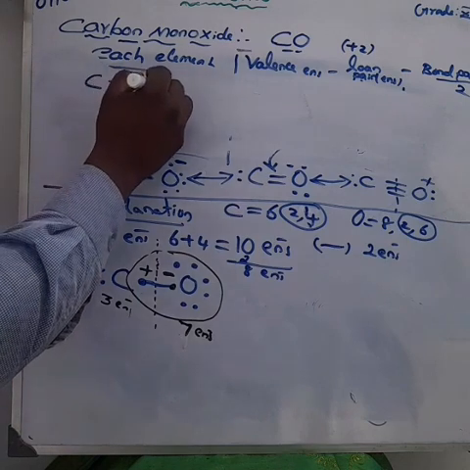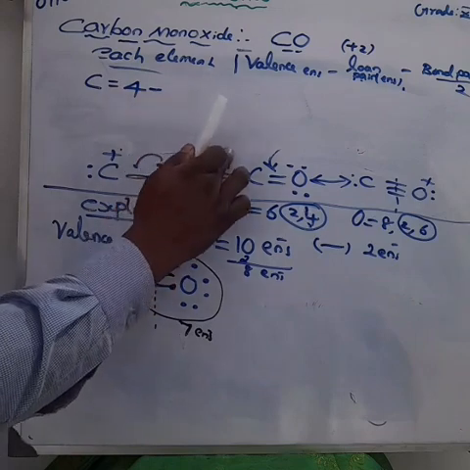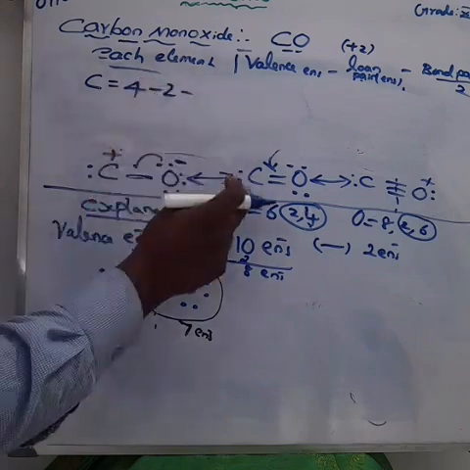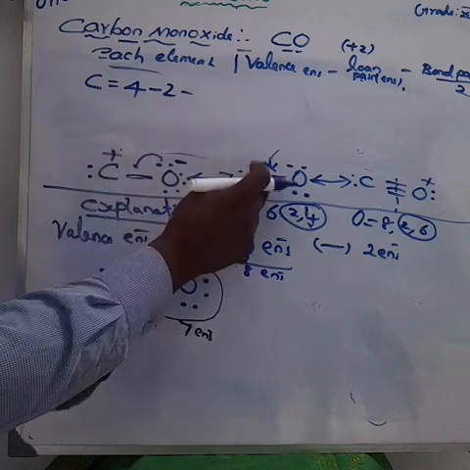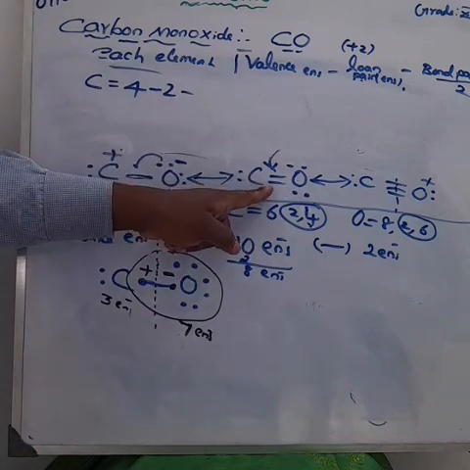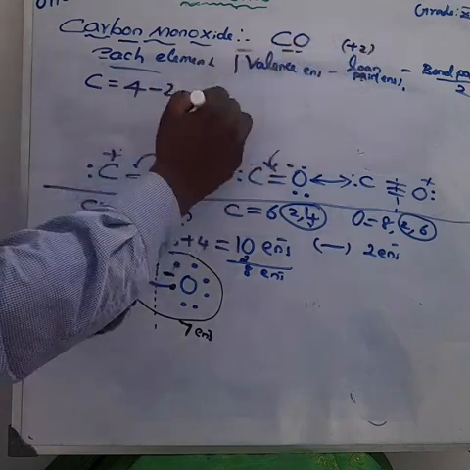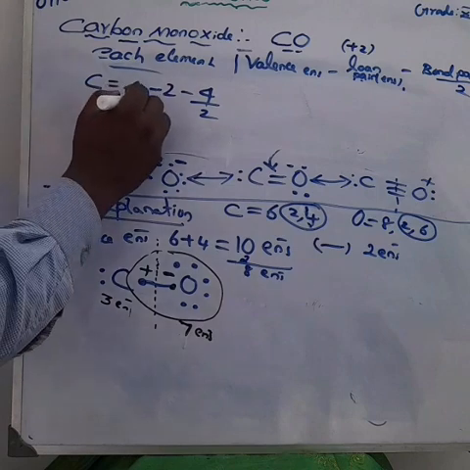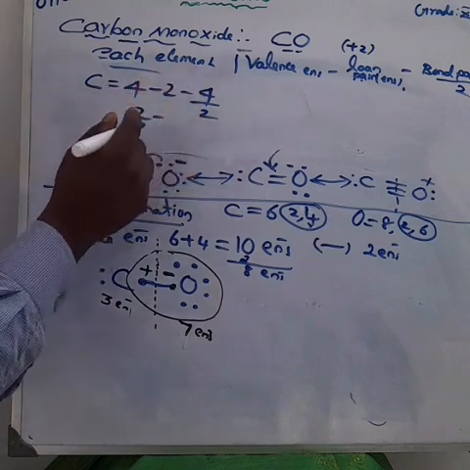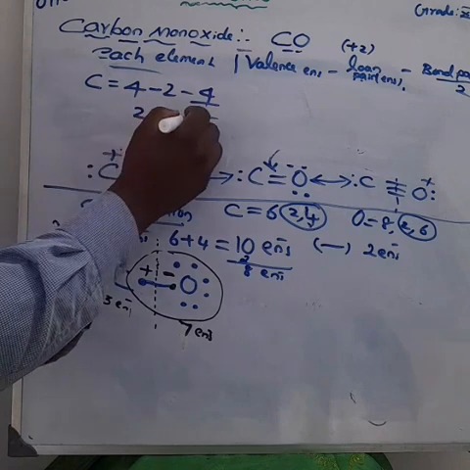4 minus, what is the lone pair of carbon? That is 2, am I right? 2 minus, what is the bond pair? Here having 2 bond pairs, am I right? So 1 bond pair is 2 electrons, 2 bond pairs is 4 electrons. 4 by 2, am I right? So 4 minus 2, we can write as 2 minus 4 by 2 is equal to 2, am I right? So 2 minus 2 is equal to 0.